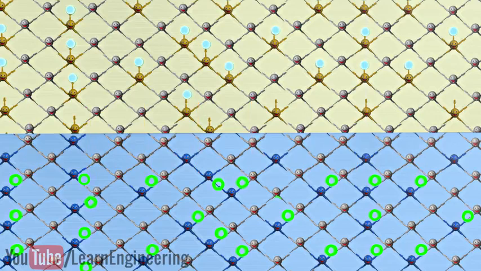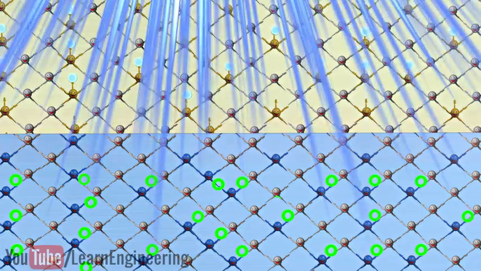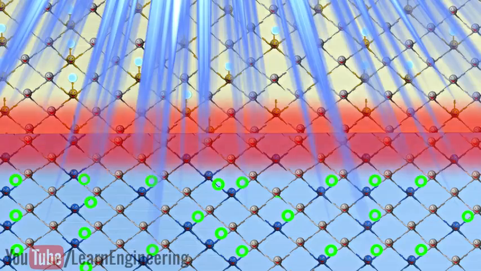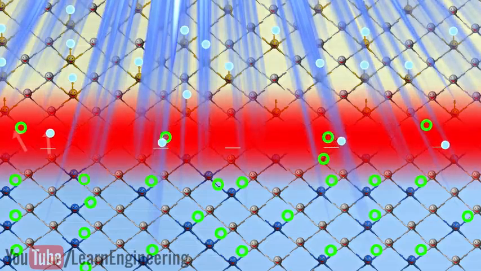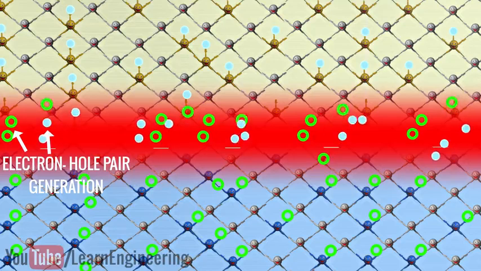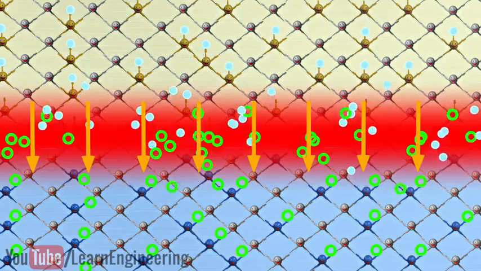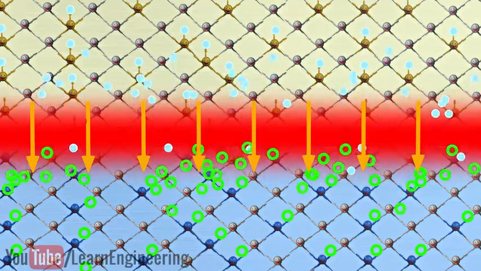When the light strikes the p-n junction, something very interesting happens. Light strikes the n region of the PV cell and it penetrates and reaches up to the depletion region. This photon energy is sufficient to generate electron-hole pairs in the depletion region. The electric field in the depletion region drives the electrons and holes out of the depletion region.